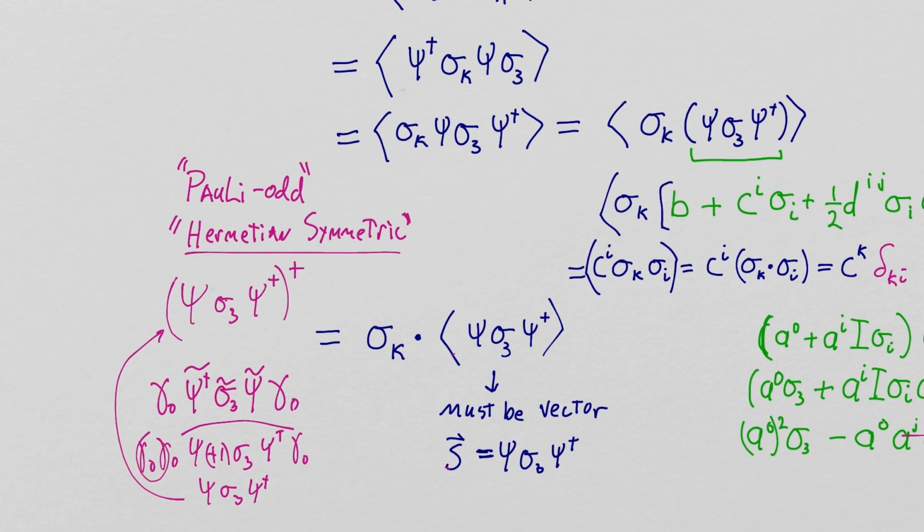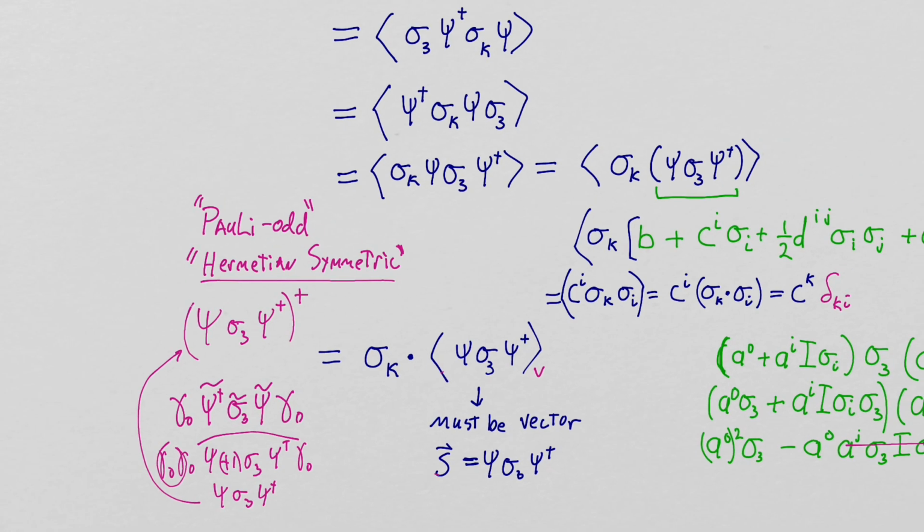The pseudoscalar part is going to be Hermitian antisymmetric. So the point is, I want the vector piece of this. I erased it, sorry. But it turns out, because it's Pauli-odd and Hermitian symmetric, this thing only is a vector. So it must be a vector. So I can actually write this in a more simplified way by just writing sigma k dot psi sigma 3 psi adjoint, because I know this is a vector, so I don't need these braces anymore.